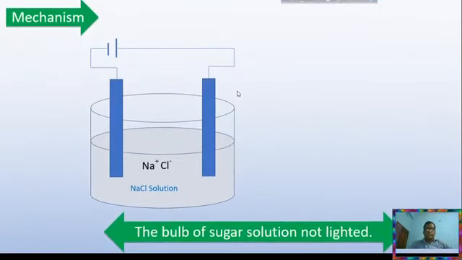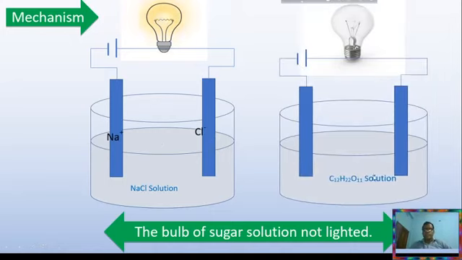Students, so the mechanism: sodium will go there and chlorine will go there, and sodium will receive electrons, chlorine will give electrons, and these electrons will pass through the wires. And if we set a bulb, the bulb will be heated because there are electrons passing. I know that if any substance wants to pass electrons, of course it has to have free electrons or free ions. There are free ions. That's why this sodium chloride solution can show the conductivity of electricity.